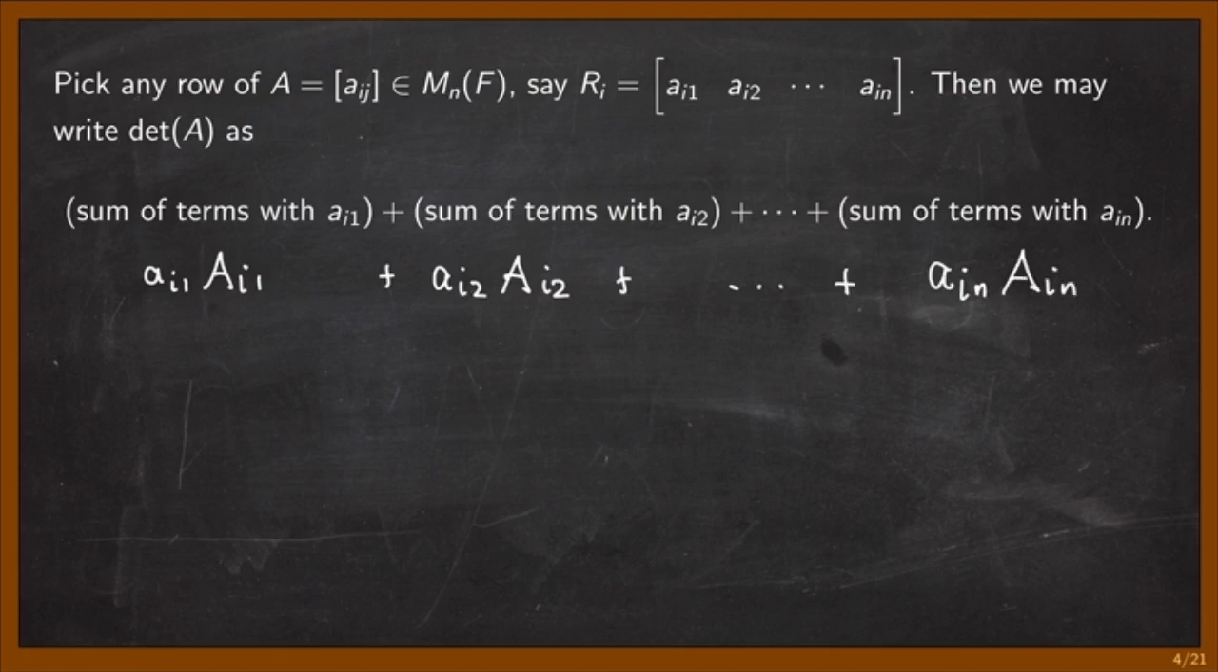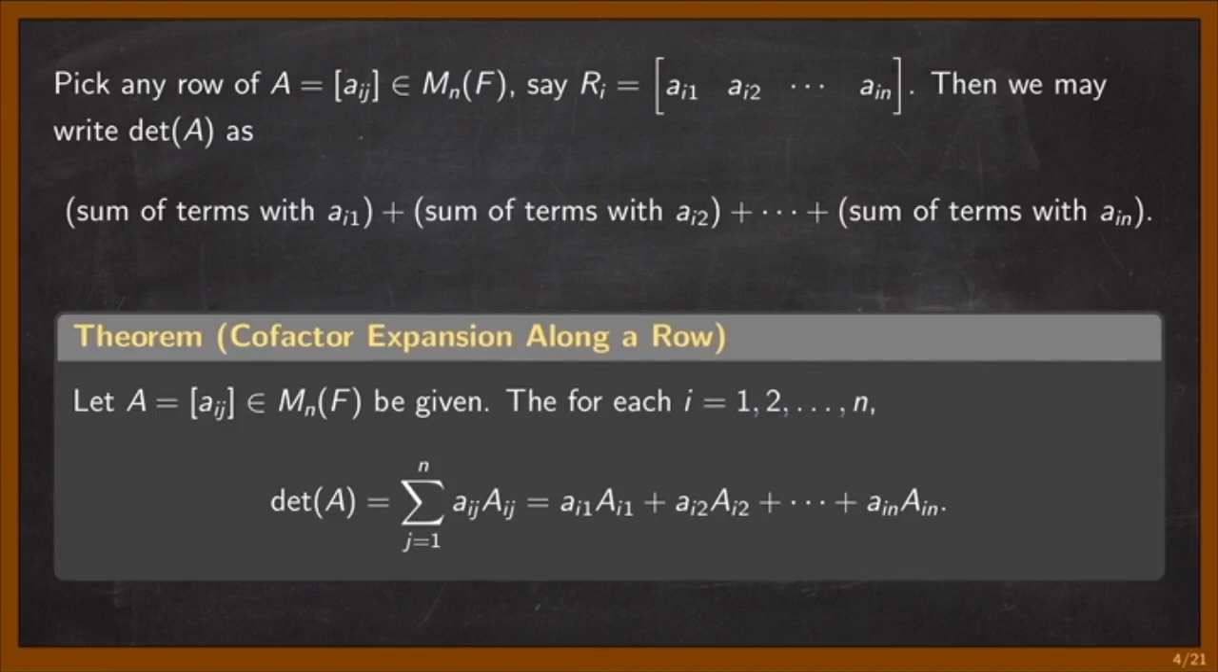Hence, we were able to write the determinant of A as a linear combination of cofactors. Notice that these are cofactors of the entries in an arbitrary row. Hence, we have the following theorem. If A is an n by n matrix with entries in F, then for each i from 1 to n, the determinant of A can be expressed as the following linear combination.